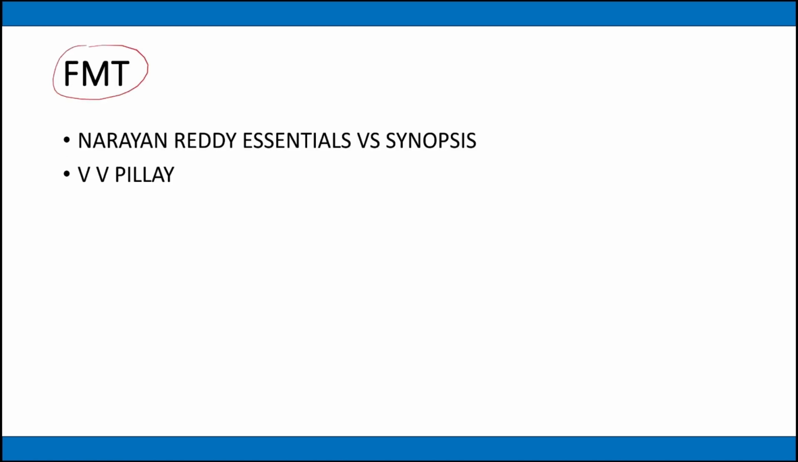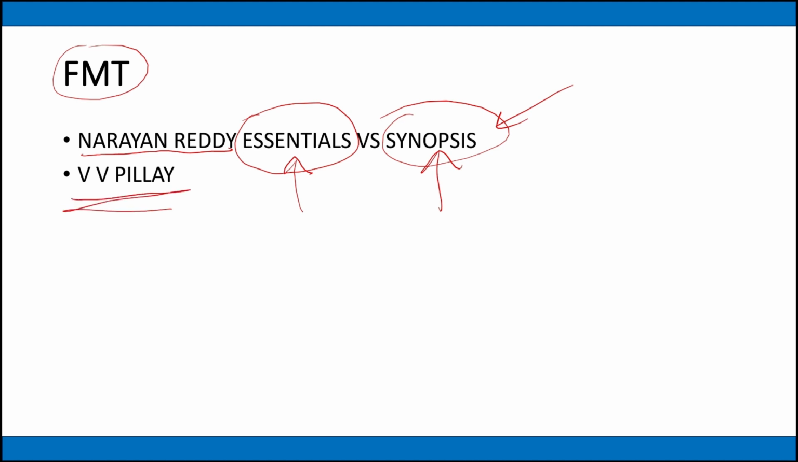Forensic medicine and toxicology, Narayan Reddy. Narayan Reddy has authored two books, Essentials and Synopsis. Depends, if you are interested in forensic, you can start by reading Essentials, and during exam time you can shift to Synopsis book. Otherwise you can just follow Synopsis. It's enough, I would say. VV Pillay is also a very good book for forensic, has lots of images.